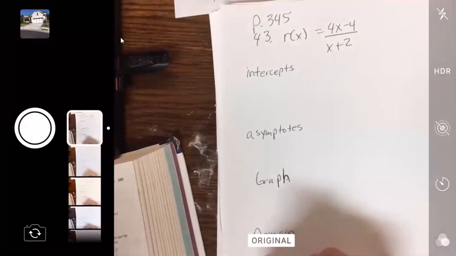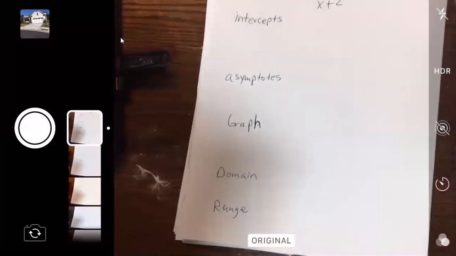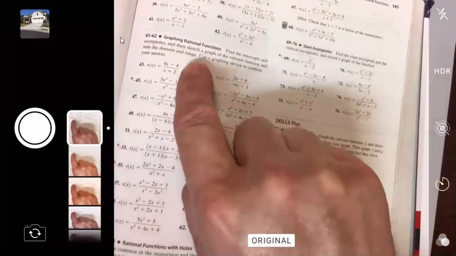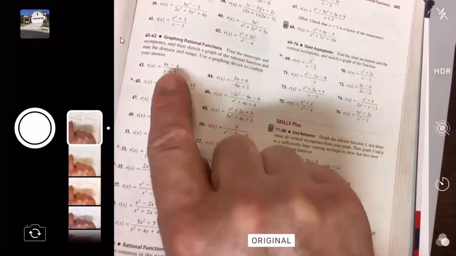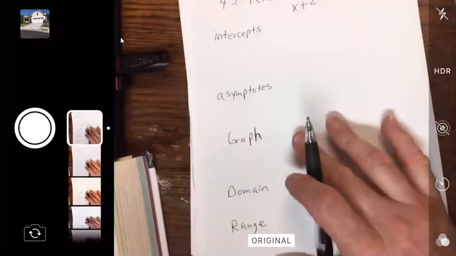Here's kind of the worksheet of it. They compress it back into one paragraph. Here's what they want: intercepts, asymptotes, sketch a graph, domain and range. The reason they do the graph is you need the graph to be able to do the range. You can do the domain right off the formula if you know what to look for. So I might fill it in not in order here.